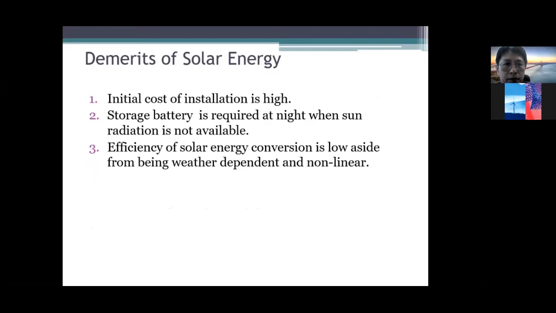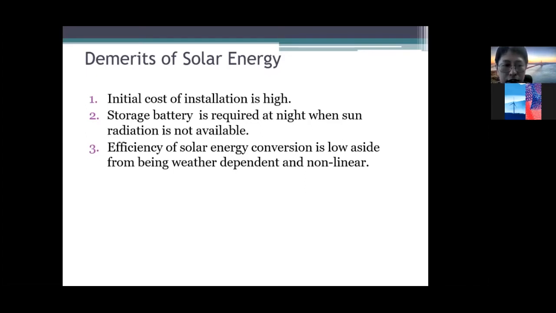Now, if we have some advantages of solar energy, there are also what we call the demerits or disadvantages of solar energy. Initially, when you want to install a solar PV, the cost of installation is very high. You need to invest some money, or you need to spend some money to install a solar PV on your rooftop. And since solar PV is only applicable during the day, where sunlight is present, a battery is needed at night because the sun is not available.